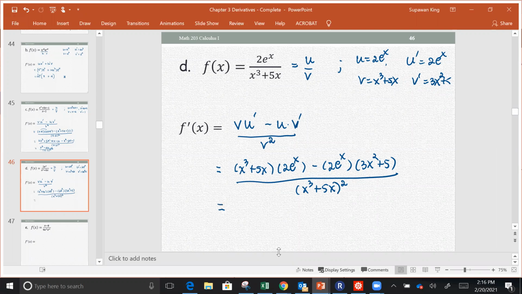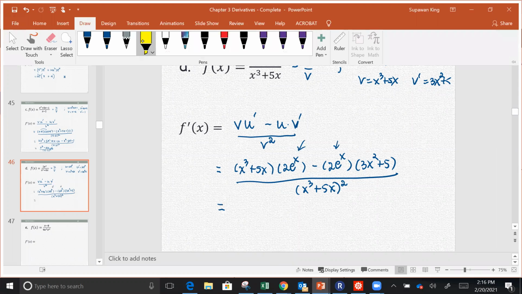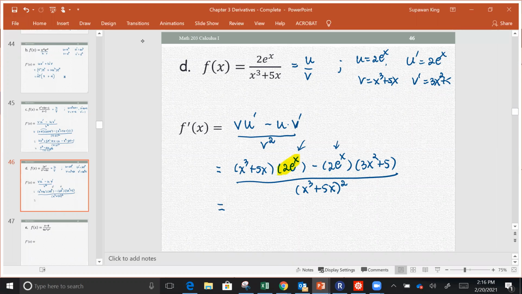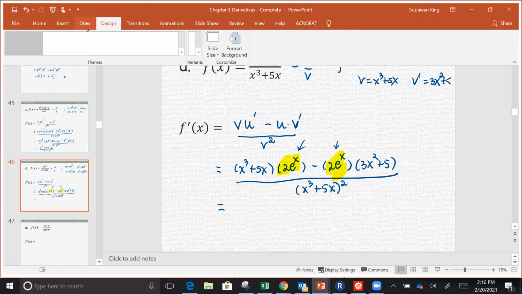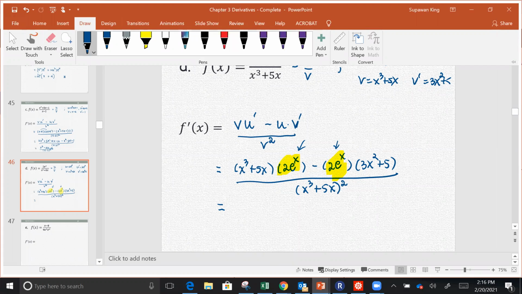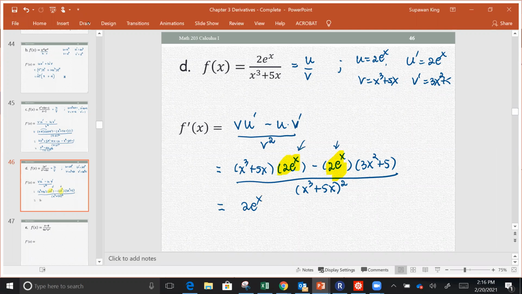Simplify the numerator. We see the common factor. Factor 2e to the x, and then we have x to the third plus 5x minus 3x to the second minus 5, all divided by x to the third plus 5x quantity squared. And in the parentheses, there are no like terms, so this is the final answer.